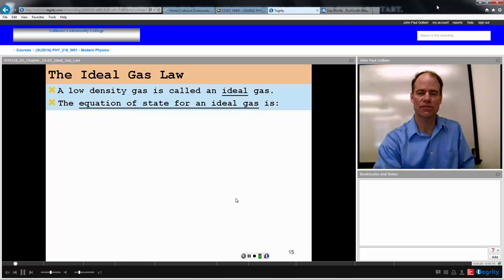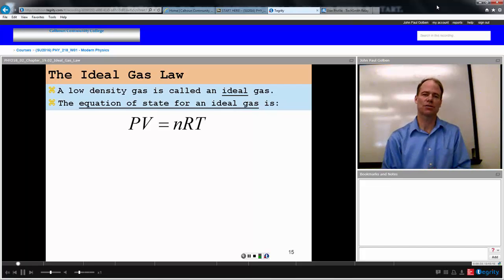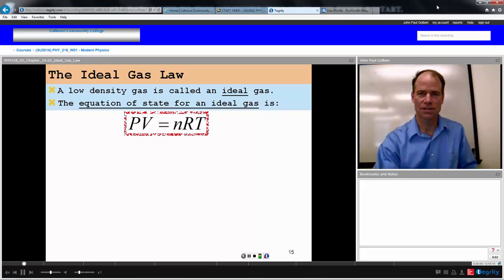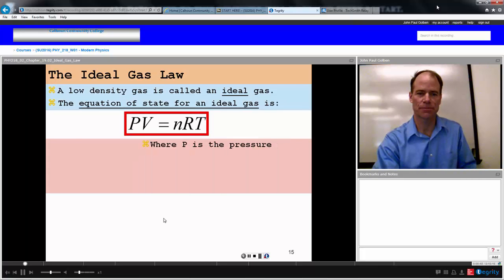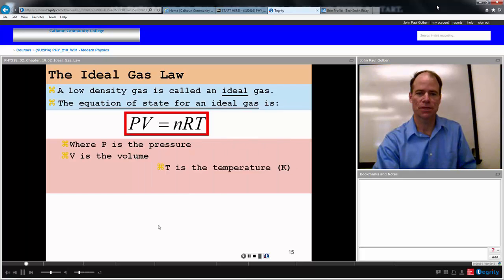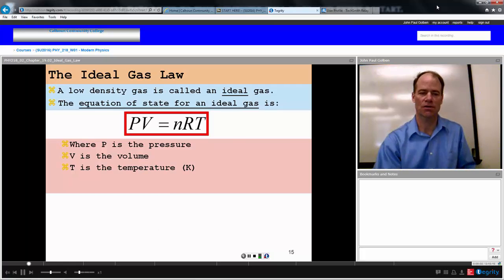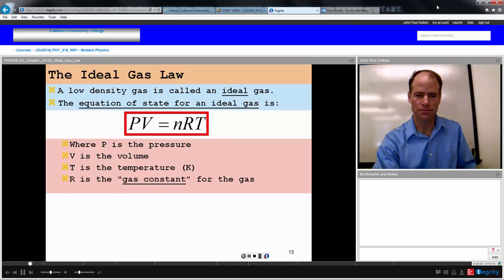The equation of state for an ideal gas is PV equals nRT. P is the pressure, V is the volume of the gas, n is the number of moles, R is a gas constant, and T is the temperature. So the pressure and the volume are proportional to the temperature. P is pressure, V is volume, T is the temperature, and those are variables of state. R is the gas constant for the gas, and n is the number of moles of the gas.